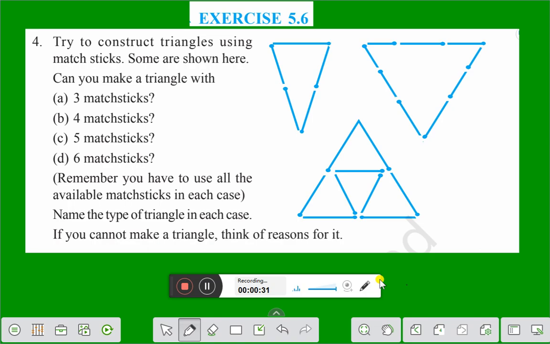Remember, you have to use all the available matchsticks in each case. Name the type of triangle in each case. If you cannot make a triangle, think of reasons for it. Right? 3 matchsticks. With the help of 3 matchsticks, can we make a triangle? Let us find. Suppose we draw in this way, like this.